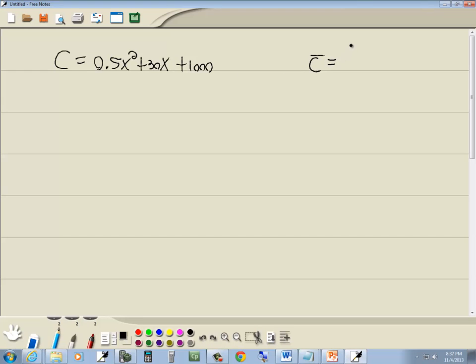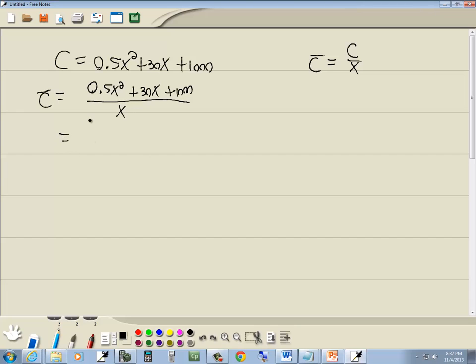is C bar, which is equal to C over x. So that's our formula. So first let's find that. C bar is equal to C over x. So we've got 0.5x squared plus 30x plus 1000 all over x.